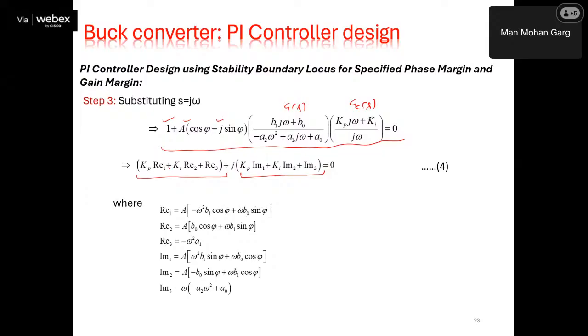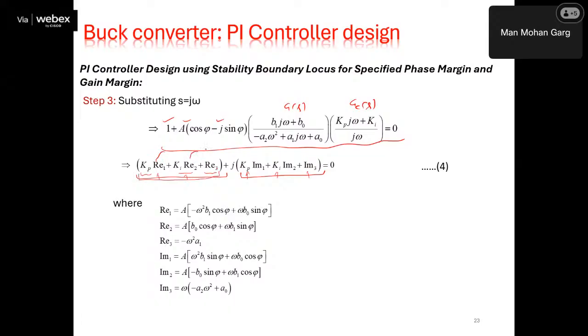Now within the real term also, because Kp and Ki will be there, we have some coefficients of Kp, some coefficients of Ki, and there will be some coefficients which are independent of Kp and Ki, right? So three terms we are having. The first term is the coefficient of Kp, another is the coefficient of Ki, and the third one is constant only. Similarly, on the imaginary side also, some are coefficients of Kp, some are coefficients of Ki, some are constant, right?